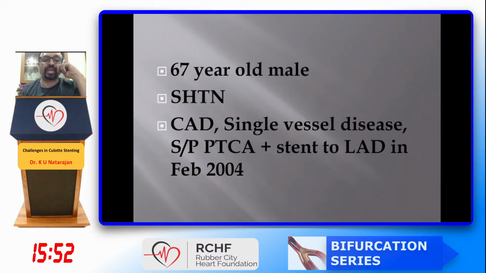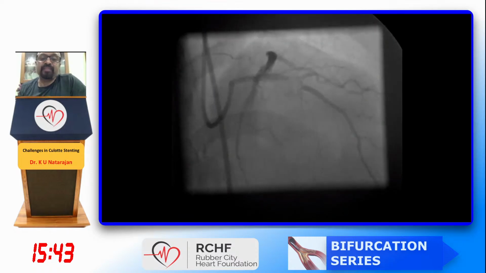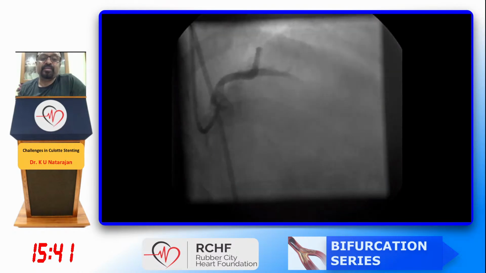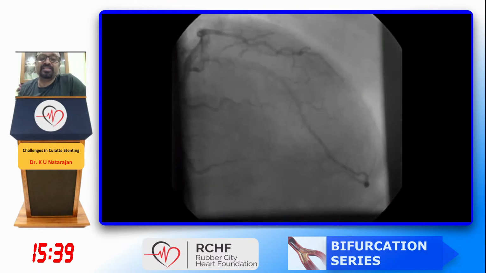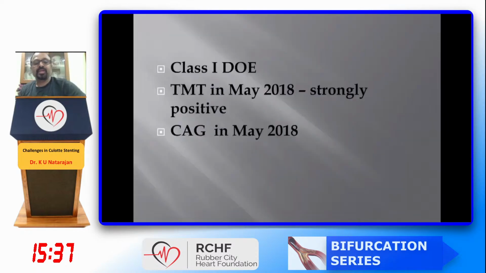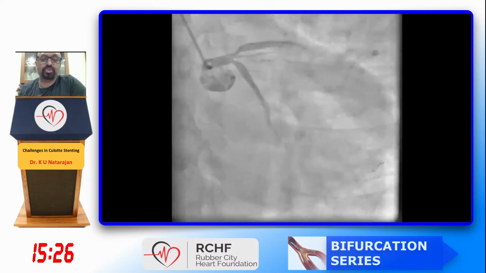A 67-year-old male, hypertensive, with single vessel disease, underwent a PTCA and stent to the LAD in February 2004, long back. This was a provisional single stent strategy and the flow was good. For 14 long years, this patient was doing well. He developed effort dyspnea in May 2018, the TMT was strongly positive, and he had an angiogram in May 2018.